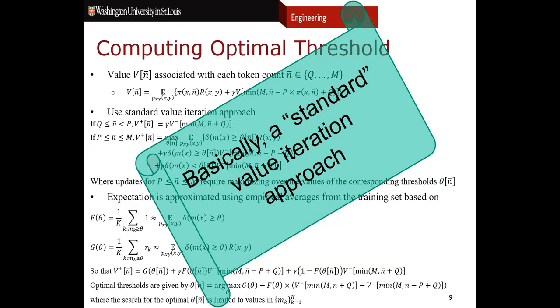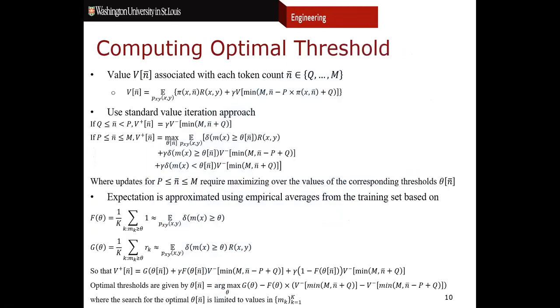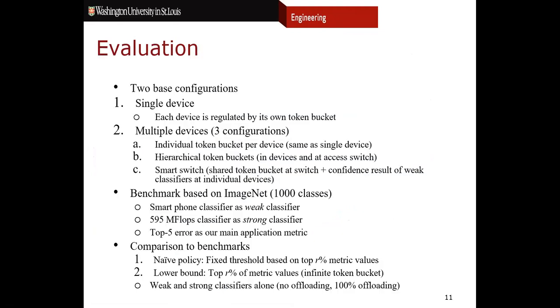All right. So how do I compute the optimal threshold? I'm not going to go through that. It's actually pretty standard, a value iteration approach. There's a paper on arXiv, so you can obviously check it out. It's a pretty standard technique. And so let me jump into the evaluation.